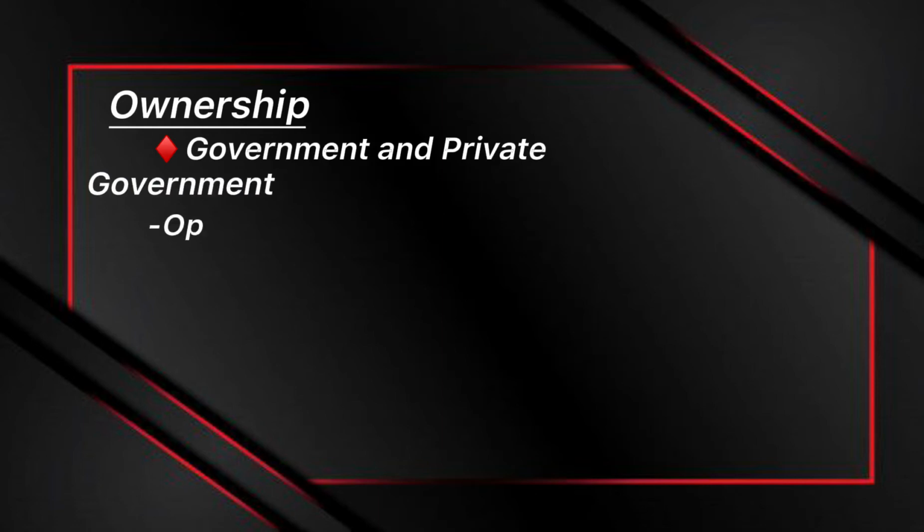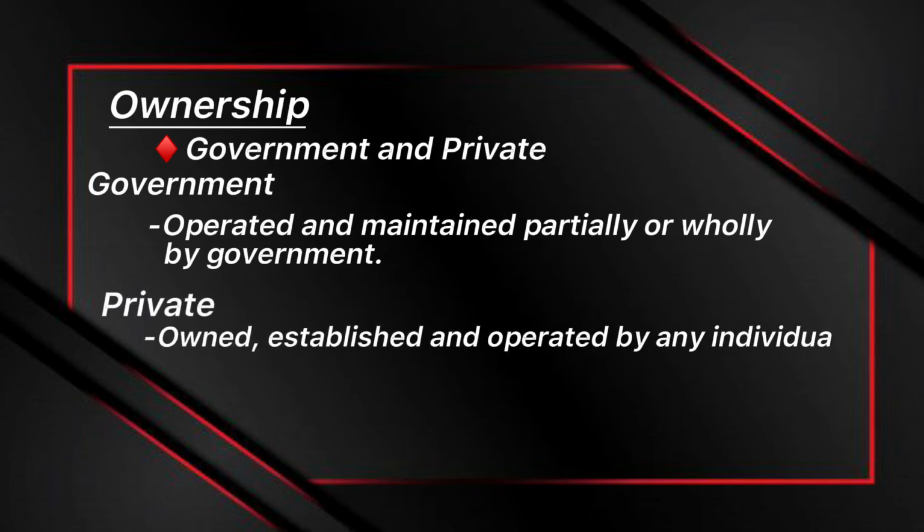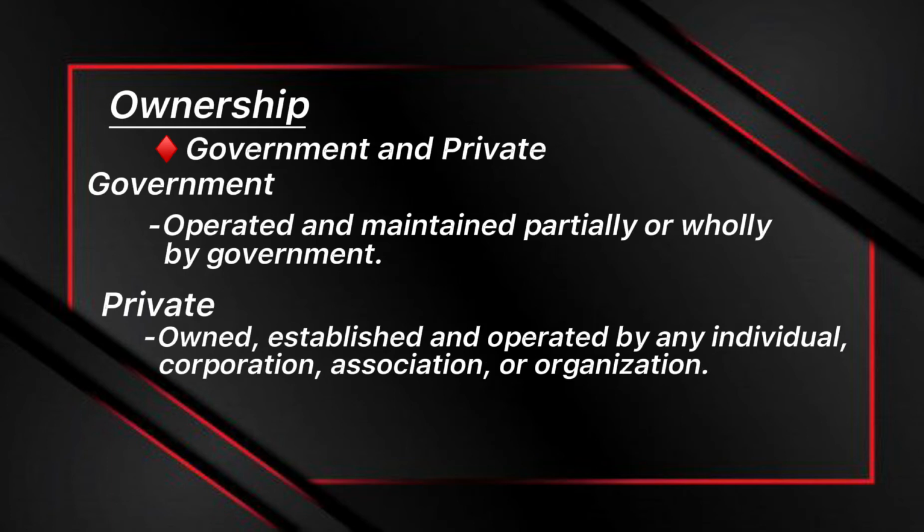First, ownership. Under ownership, we have government and private. In government, it is operated and maintained partially or wholly by government. In private, it is owned, established, and operated by any individual, corporation, association, or organization.